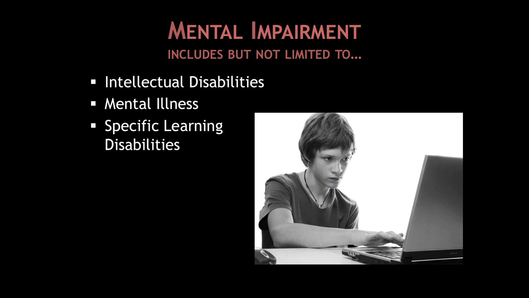A regulatory provision in the law further defines a mental impairment as including intellectual disabilities, mental illness, and specific learning disabilities. Consideration must be made to determine if the impairment is considered substantial and the degree to which the impairment impacts the student's education before eligibility can be determined.